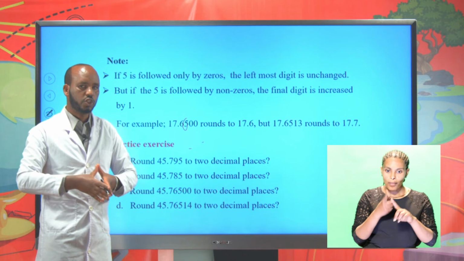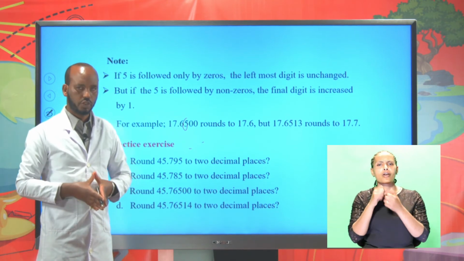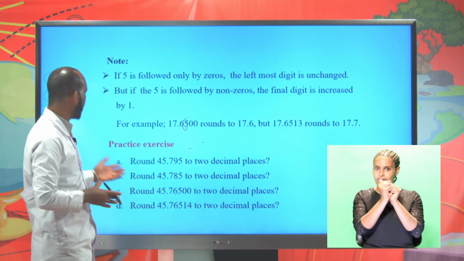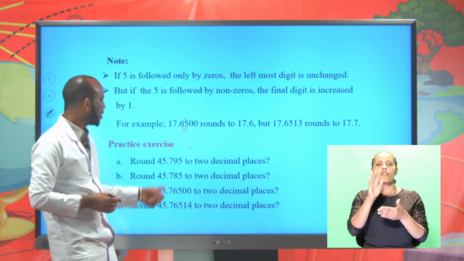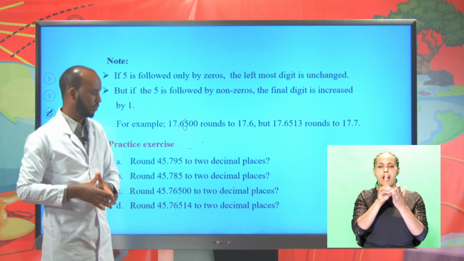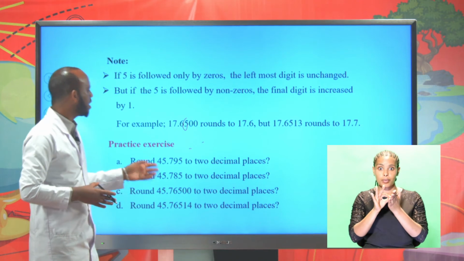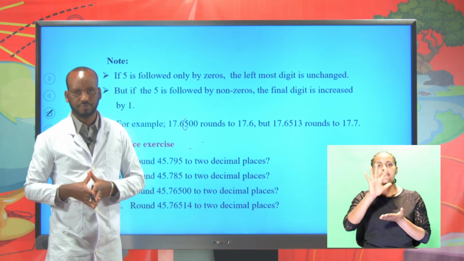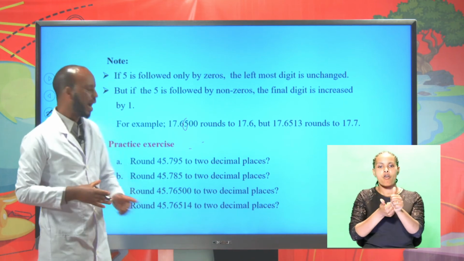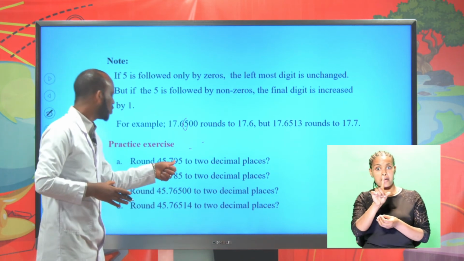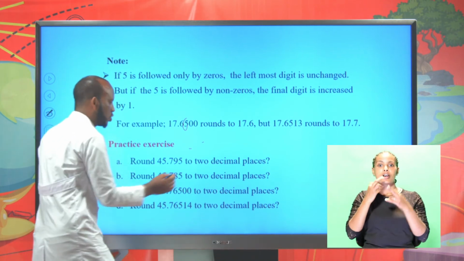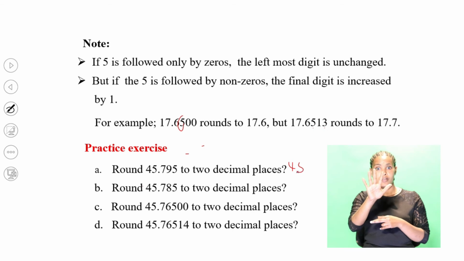Welcome back again, students. How did you do? Good. Let us do together. A, round 45.795 to 2 decimal places. The number to be removed is 5 and no other digits follow 5. We add 1 if the preceding digit is odd. Therefore, this is reported as 45.80.